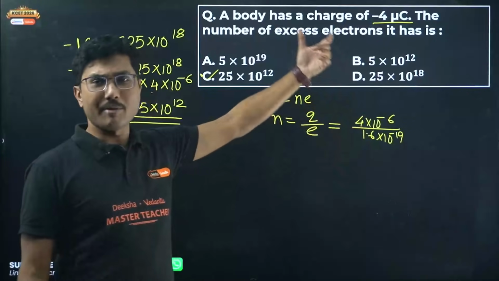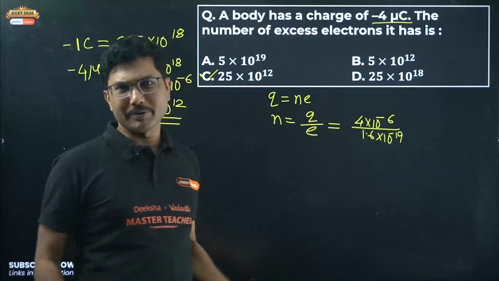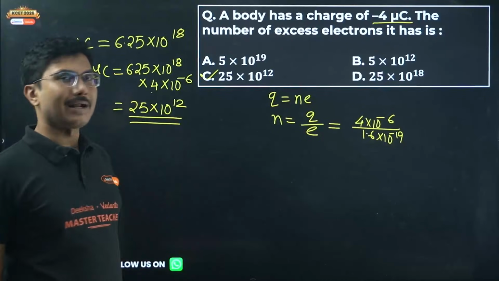You have to cancel it, then you have to use at least one more line to simplify. But here you can directly multiply and simplify.